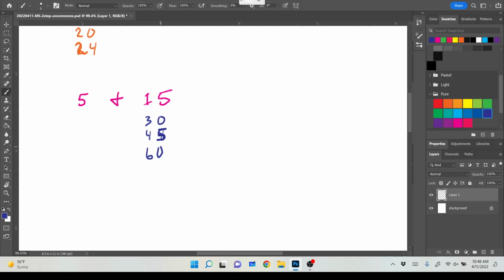All of those are multiples of 5, but you know, there it is. So what are multiples of 5? 10 and then 15. Oh, we found it. So what's the least common multiple of 5 and 15? 15. Lo and behold. They're all multiples of 5, but we're looking for the least one. The leastest one. Lo and behold.